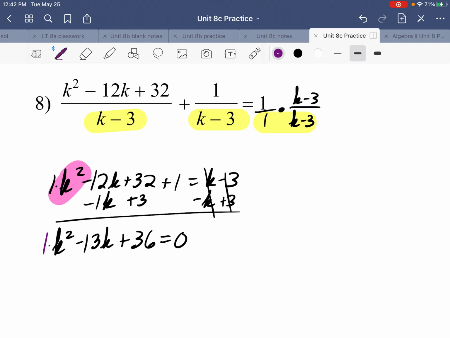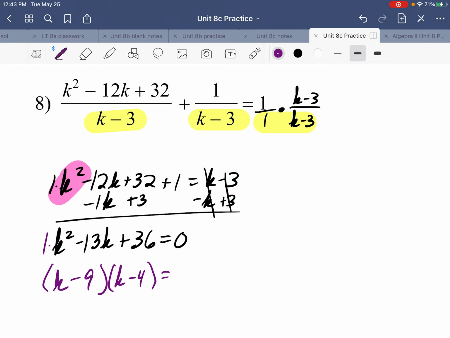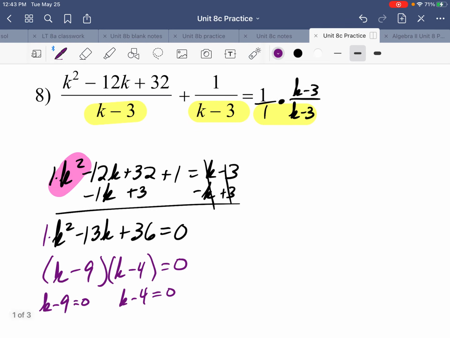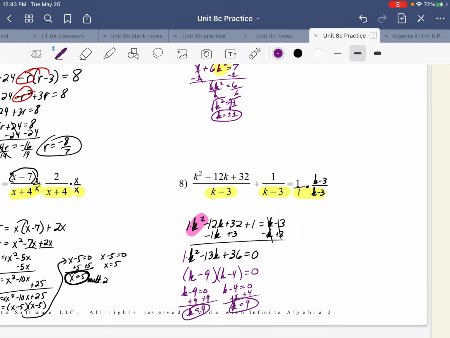Fortunately we have a is 1, so what two numbers multiply to c and add up to b? That's 9 and 4. Negative 9 and negative 4. Set each factor equal to 0 and solve. So k is going to equal 9, and k is going to equal 4. And there are your answers. Thanks.